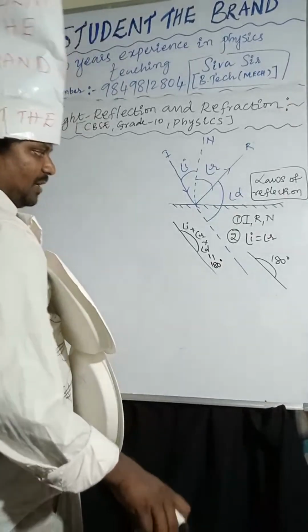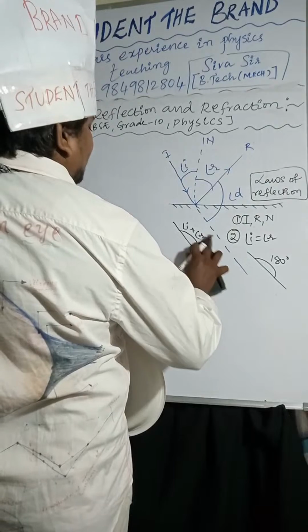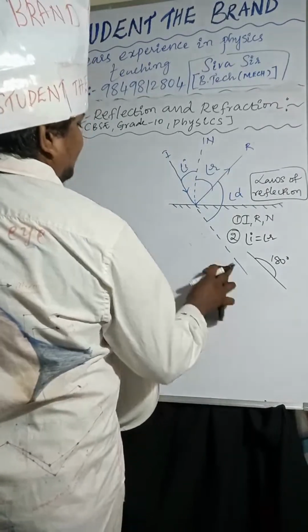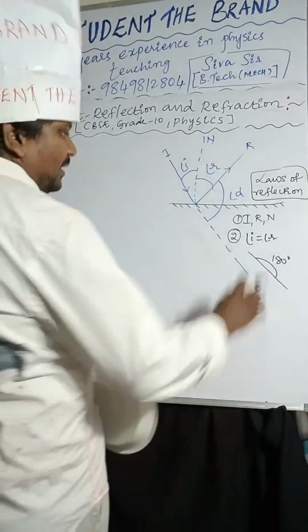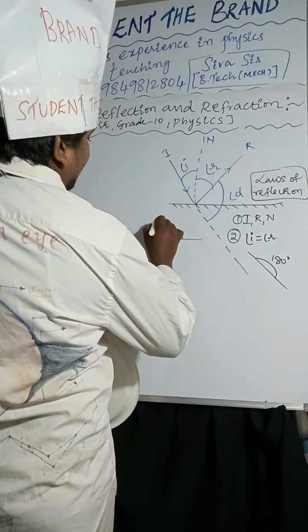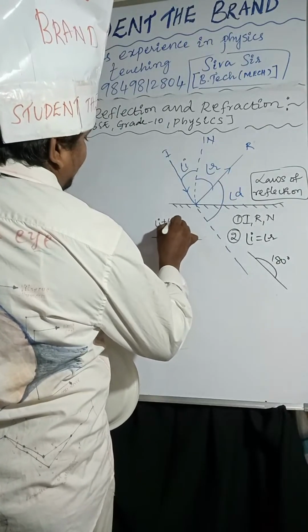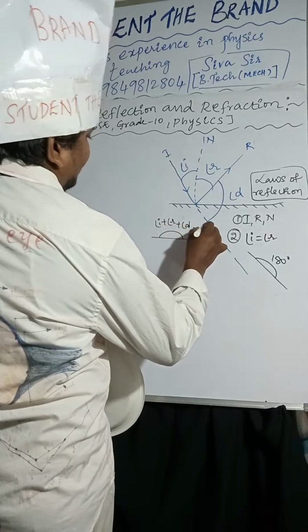The same thing will be written in this format, with the help of the angle of incidence being equal to the angle of reflection. So angle of incidence plus angle of reflection plus angle of deviation equals 180 degrees.